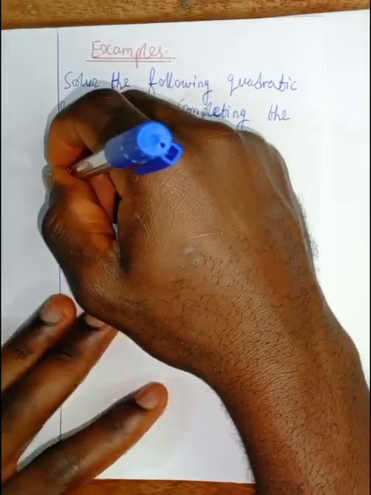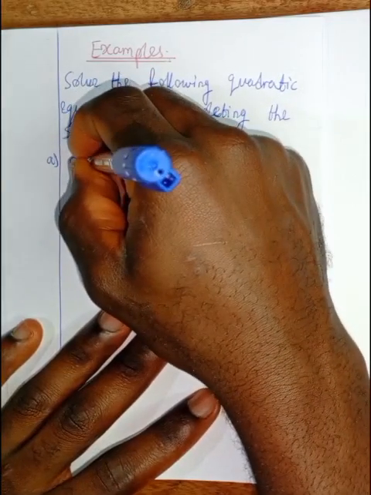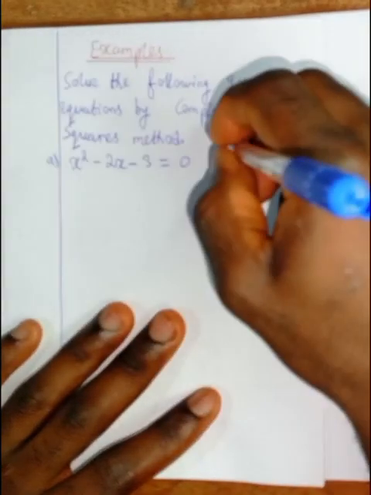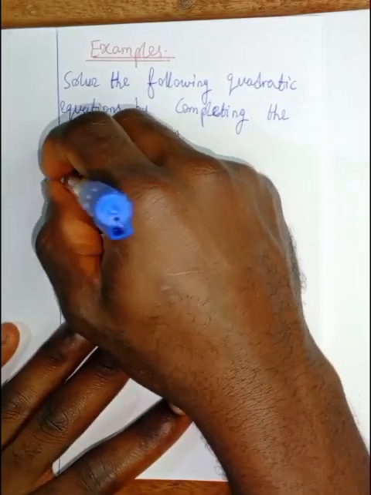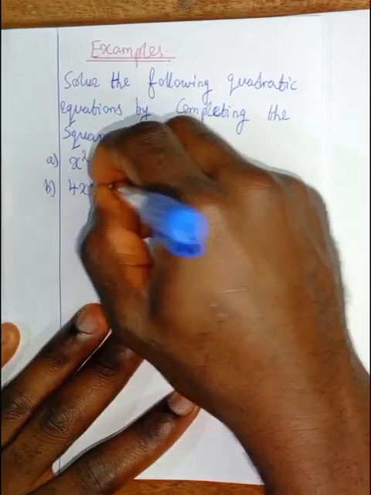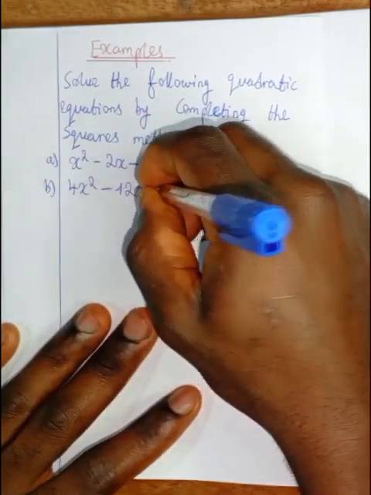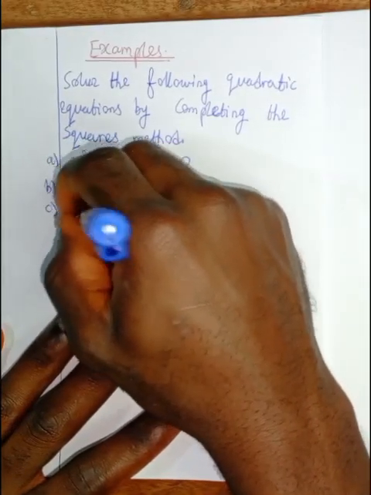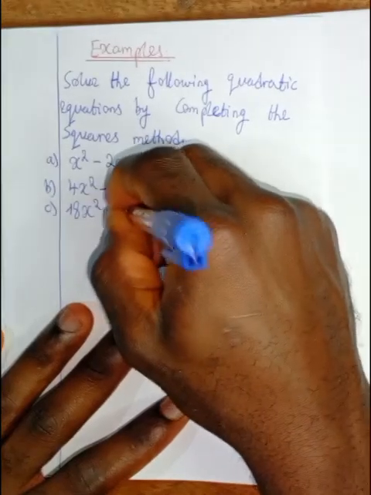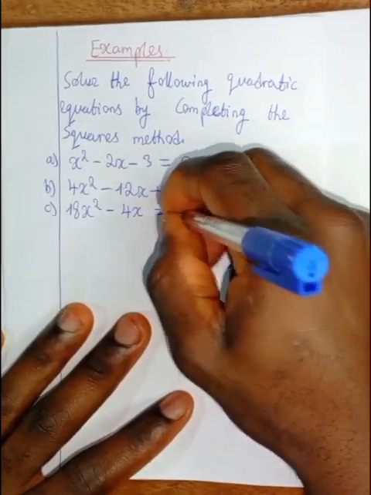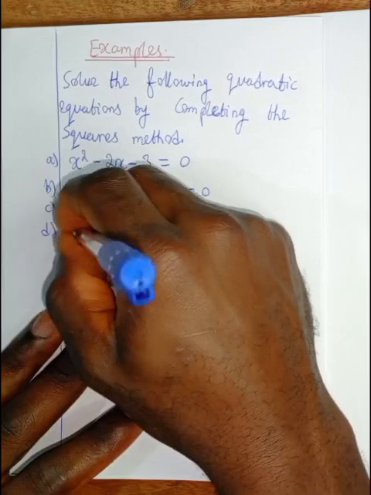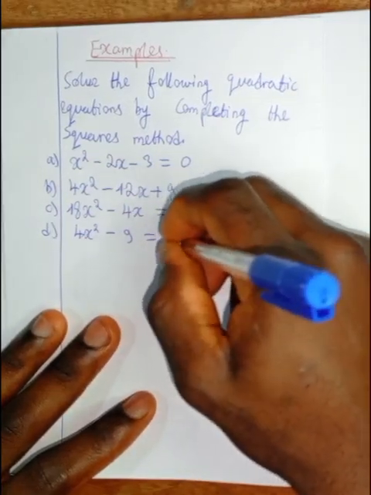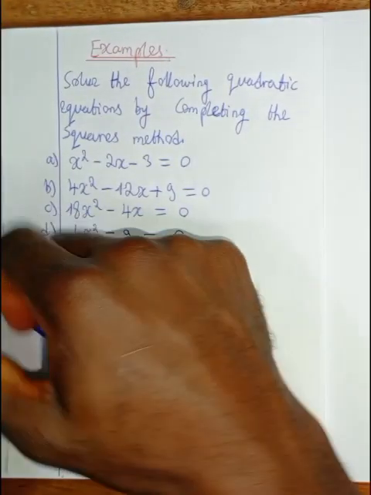The first one, for A, we have x squared minus 2x minus 3 is equal to 0. For B, we have 4x squared minus 12x plus 9 is equal to 0. For C, we have 18x squared minus 4x is equal to 0. D, we have 4x squared minus 9 is equal to 0. Take down the solution.